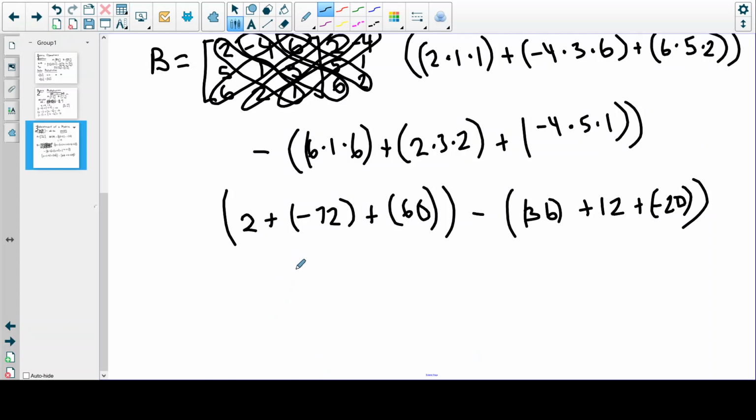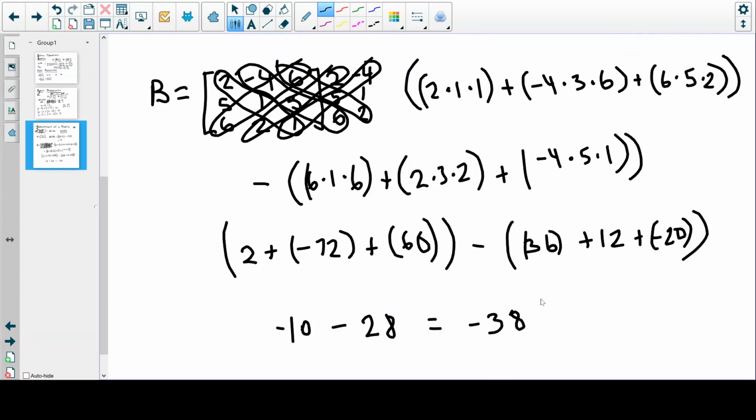If we simplify this again and add these terms together, we get -10 subtracted by 28. Let me double check. Yeah, 28. So then that equals -38. So the determinant for this 3 by 3 is going to be -38.